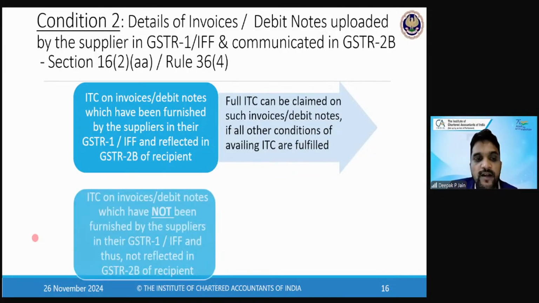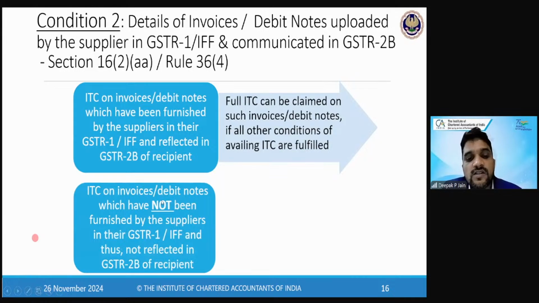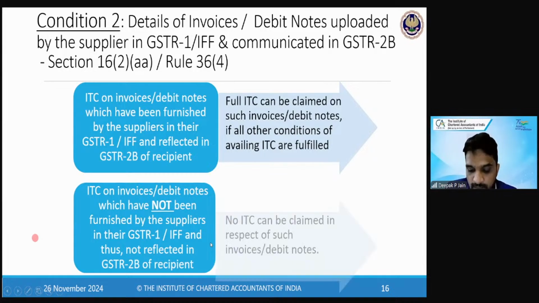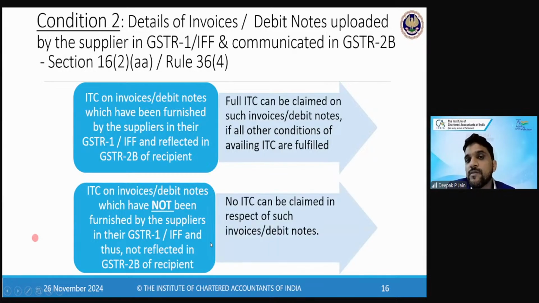If ITC on invoices or debit notes have not been furnished by the supplier, and of course it is not reflecting in your 2B, then that credit cannot be claimed. So the second condition is appearance of your credit in GSTR 2B. अगर आपके 2B में दिखता है तो फिर आप ले सकते हो, वरना आप नहीं ले पाओगे.